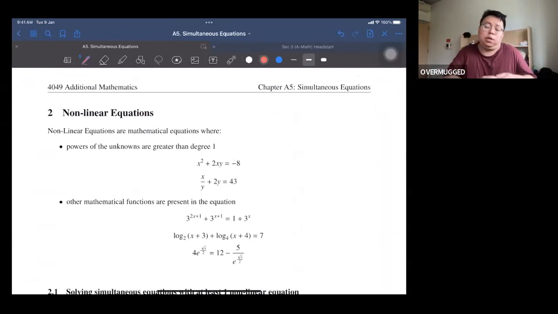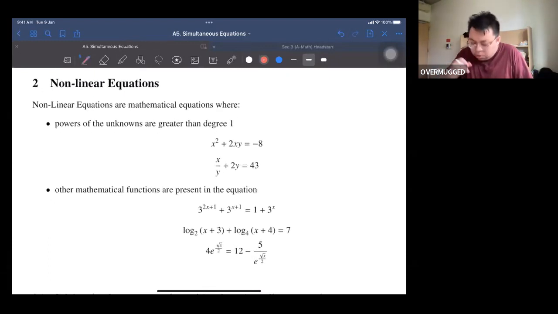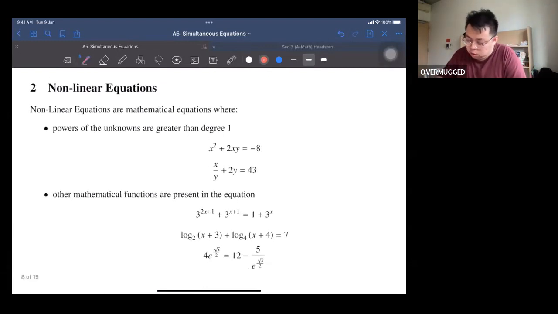For example, x plus y equals 1, or like 3 plus x equals 4, those kinds of questions. Those are linear equations. But in the later half of this chapter, you need to know what is nonlinear. So there are definitions of nonlinear. Let me show you. Nonlinear equations are mathematical equations where the powers of your unknowns have like a square or a cube. So something that looks like this.